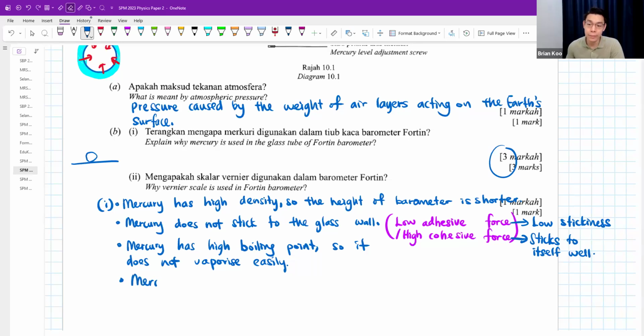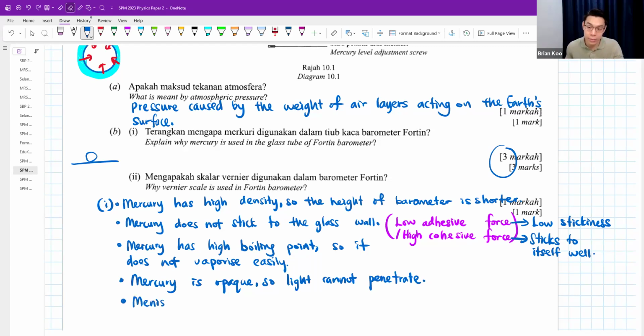And also, mercury is opaque. Opaque means not transparent. Mercury is silver in color. Unlike water, water is transparent. Light can pass through the water droplet usually if I use water. But for mercury, because mercury is opaque, not transparent, silver in color, light cannot pass through. Light cannot penetrate. So you can see very easily exactly where the mercury level is.